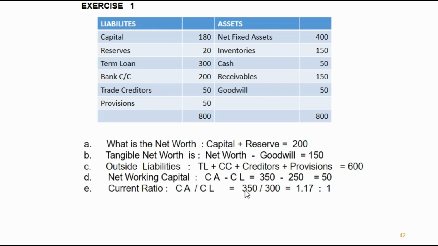Current ratio, current assets upon current liabilities. So current assets we have calculated 350 divided by 300. So this 250 is wrong. It should be 250 plus 50. Provisions will also be part of liability. Okay. Quick ratio is equal to quick assets divided by current liabilities. In quick assets, you have to subtract inventory from current assets. So we have taken out current assets 350, inventory is 150. So 350 minus 150 is 200 divided by CL.